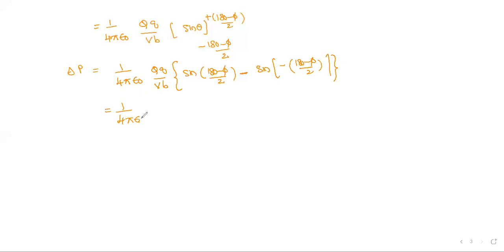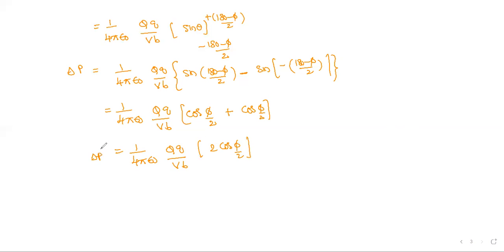So you will get all together after substituting the two limits: 1 by 4 pi epsilon naught q by vb. And here 180 by 2 is 90. Sine 90 minus phi is cos phi, you will get cos phi by 2. Sine minus theta is minus sine theta, so plus, minus of minus. Again, sine 180 by 2 is 90, 90 minus phi by 2 is cos phi by 2. I think you can understand this step. And here you can write 1 by 4 pi epsilon naught q by vb into, you are getting 2 cos phi by 2. This is delta p.